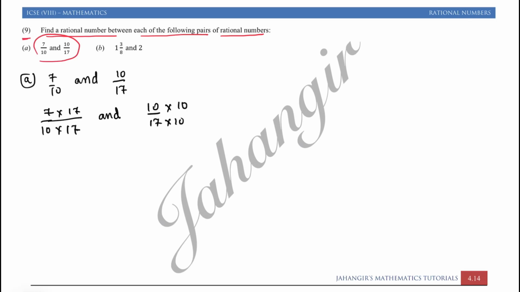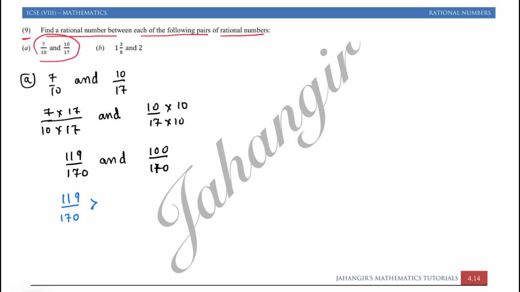So 17 into 7 is 119 upon 170 and 100 upon 170. So now 119 and 100 के बीच में we have to put only one rational number. So it's your choice which rational number you can put in between. There are infinite. See 119, 118, 117, 118.5, 117.25. You can put as many rational numbers as you can.